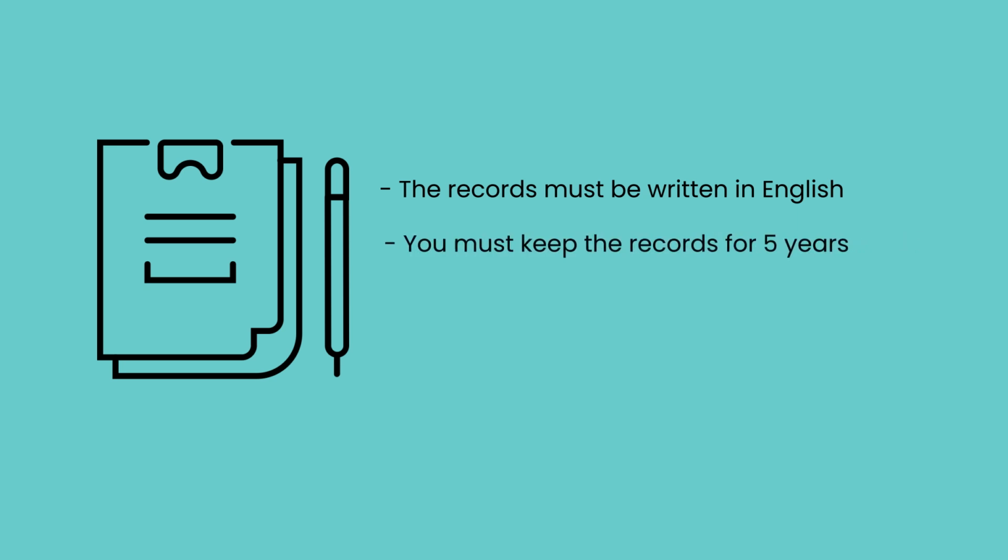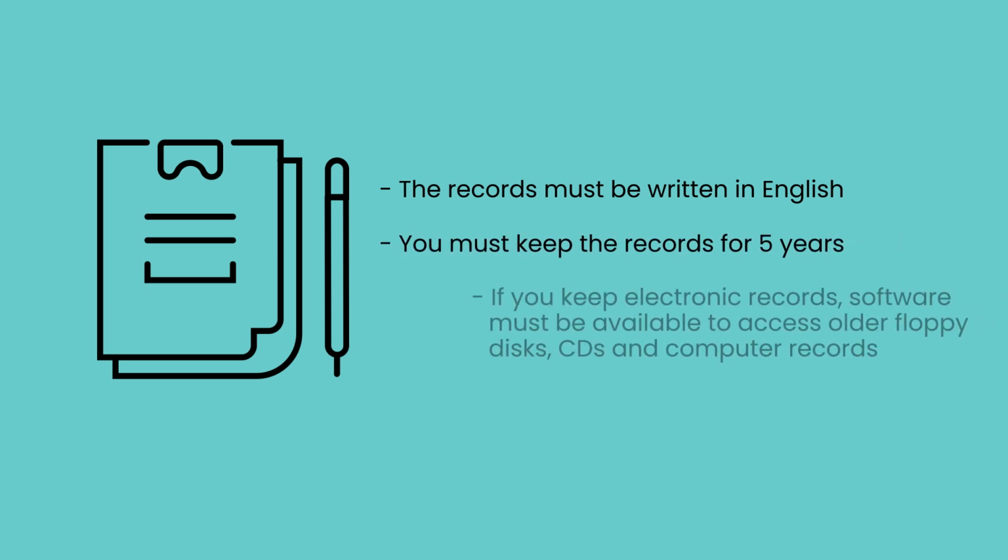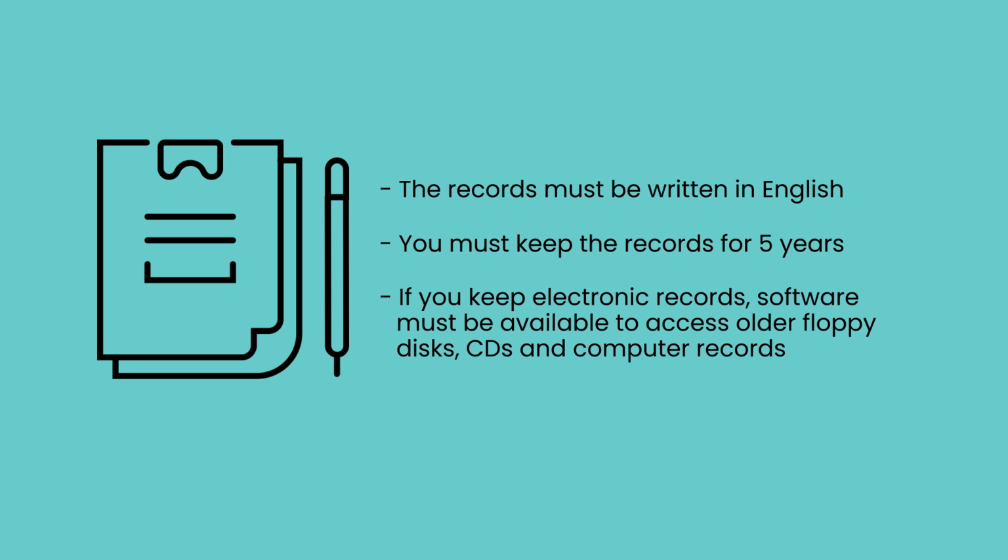You must keep the records for 5 years, and if you keep electronic records, software must be available to access older floppy disks, CDs, and computer records. Even if you use a clearinghouse to distribute super to your employees' super funds, you're still responsible for keeping adequate records of super guarantee payments. That wraps up this series.